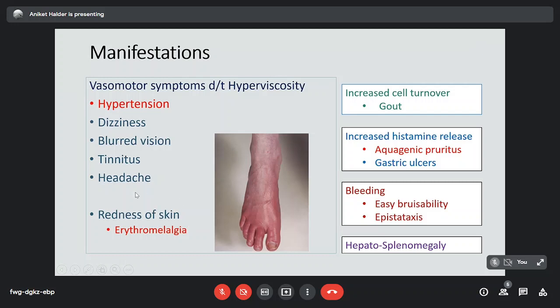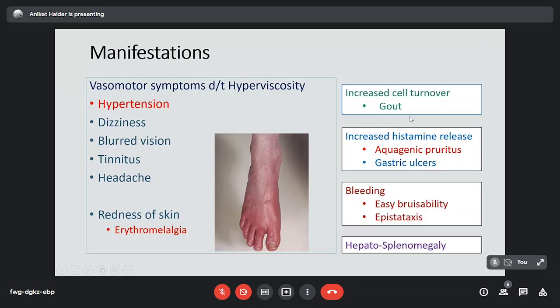There will be redness of the skin due to enlargement of the vessels of the distal limbs, and there may even be formation of microthrombi in the peripheral vessels, causing pain, redness, itching, and burning sensation in the peripheral limbs, as shown in this figure. This is known as erythromelalgia.